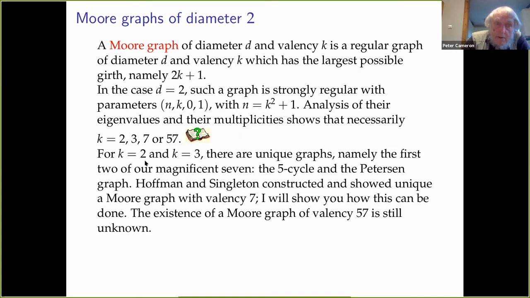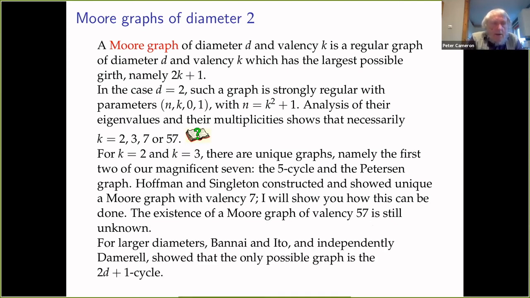Now, for k equals 2, there's a unique graph, namely the 5-cycle. For k equals 3, there's a unique graph, namely the Petersen graph. This result was first proved by Hoffman and Singleton, and they constructed and showed unique a Moore graph with valency 7. I'm going to give you the construction because it's rather pretty. And we still don't know whether there's a Moore graph of valency 57. It's been claimed, a non-existence proof has been claimed, but it's not generally accepted yet. So if you ask for Moore graphs of larger diameter, Bannai and Ito and independently Damerell showed that the only possible graph is the cycle.